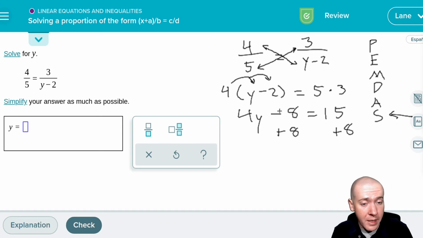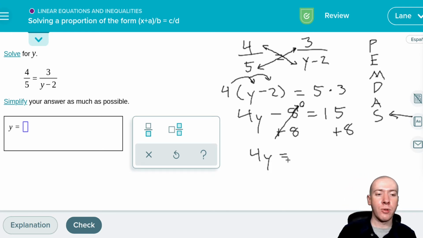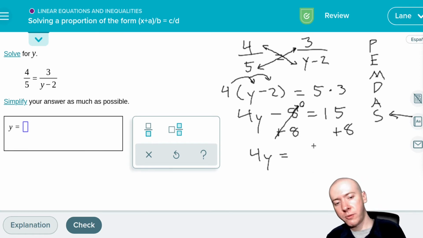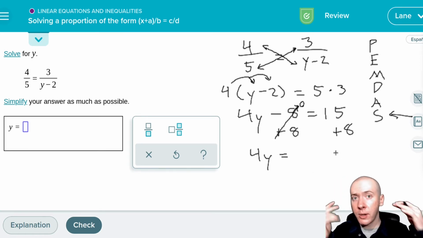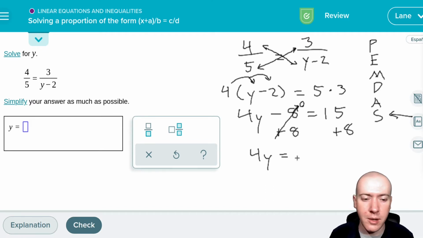And negative 8 plus 8 on the left-hand side is 0. So those two cancel out. And on the left-hand side, all we have left is 4y. All right? On the right-hand side, we have 15 plus 8. I could write 15 plus 8 right here, or we could go ahead and do that addition in our head. What's 15 plus 8? It's 23, right? So on the right-hand side, we have 23.